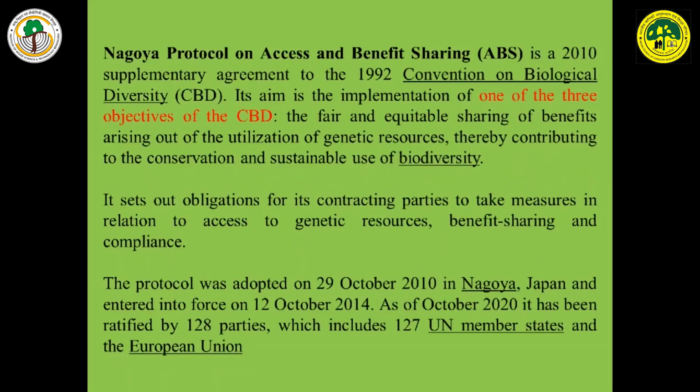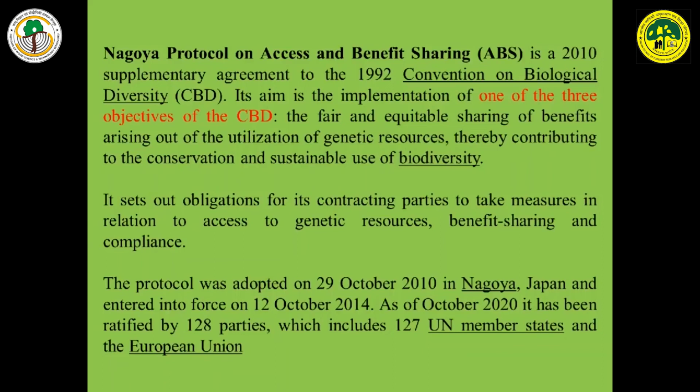Nagoya Protocol on access and benefit sharing is a 2010 supplementary agreement to the 1992 Convention on Biological Diversity. Its aim is the implementation of one of the three objectives of the CBD, the fair and equitable sharing of benefits arising out of the utilization of genetic resources, thereby contributing to the conservation and sustainable use of biodiversity. It sets out obligations for its contracting parties to take measures in relation to access to genetic resources, benefit sharing, and compliance. The protocol was adopted on 29th October 2010 in Nagoya, Japan, and entered into force on 12th October 2014.